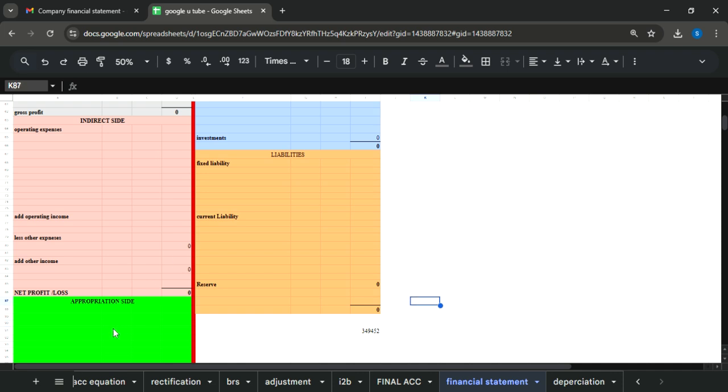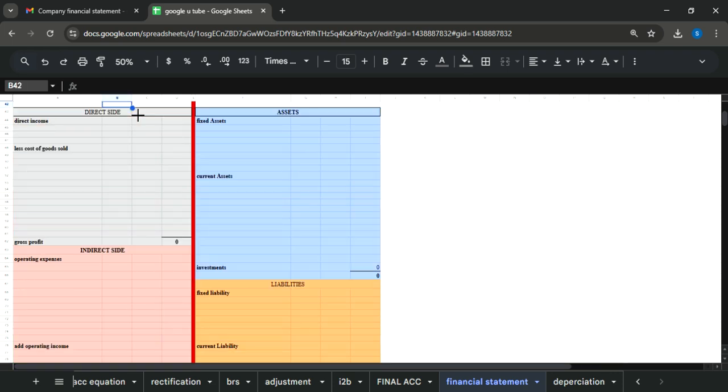And the right sequence would be as follows. First, this place is basically fixed for the direct side. That means how much profit a company has earned or loss it has faced from direct operations. Direct operations means the business which the company is doing, and how much profit or loss it has gained or faced as an effect of those operations.